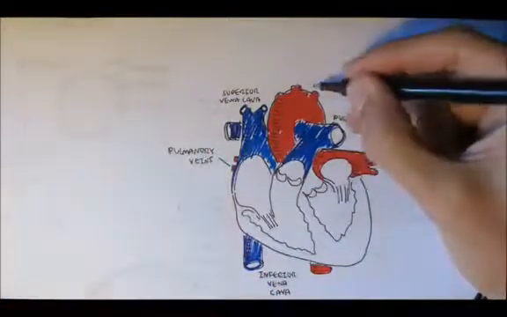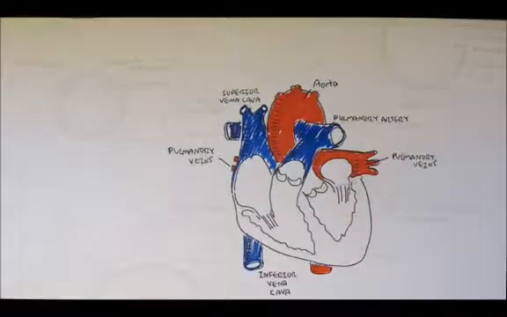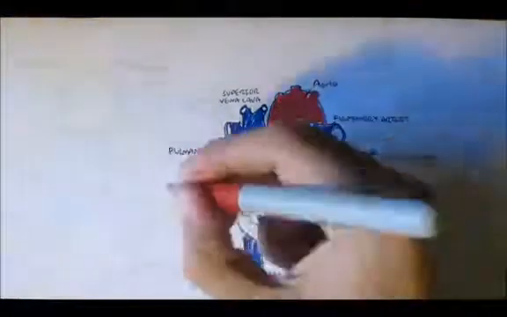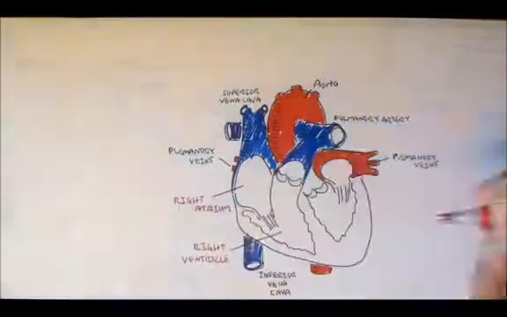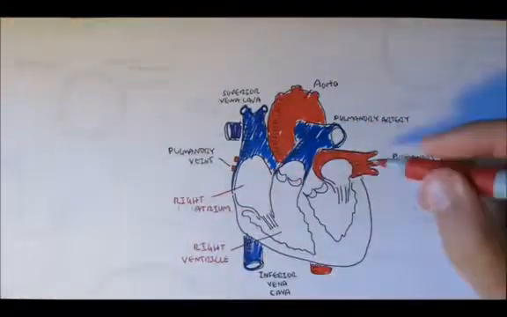And then this new oxygenated blood will then be pumped back out through the aorta to the whole body. Now let's learn about the chambers. Deoxygenated blood will come through the superior vena cava and inferior vena cava to the right atrium, then down to the right ventricle, pumped up through the pulmonary arteries towards the lungs.